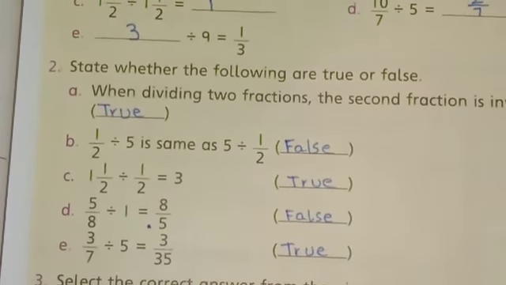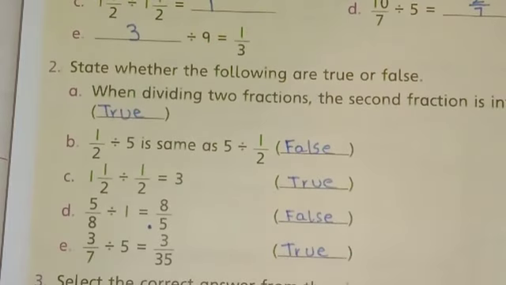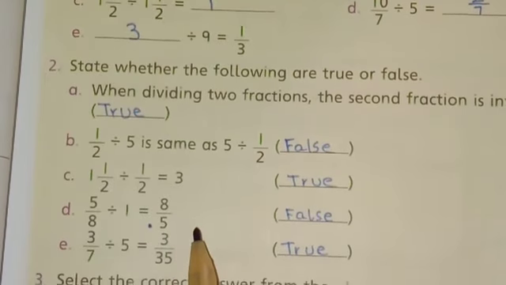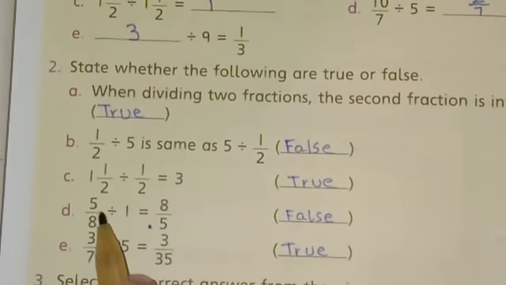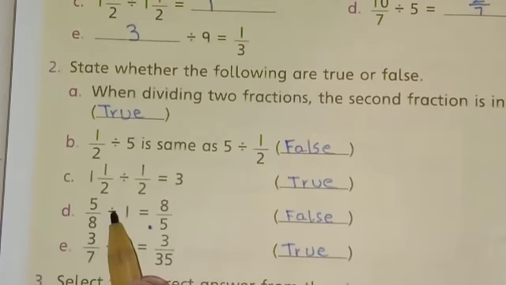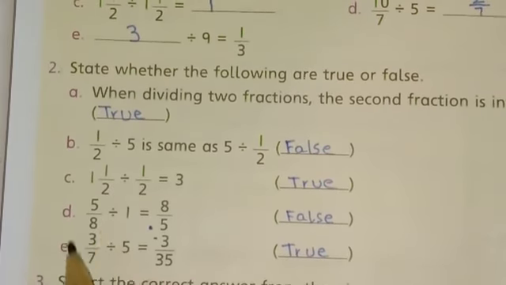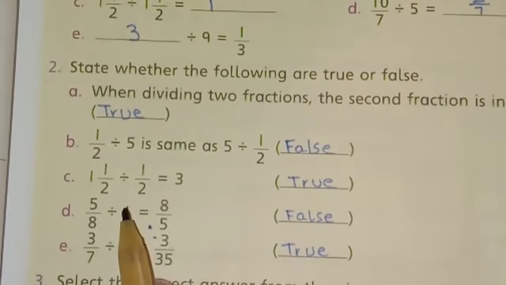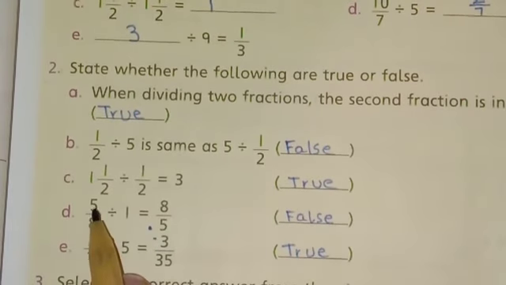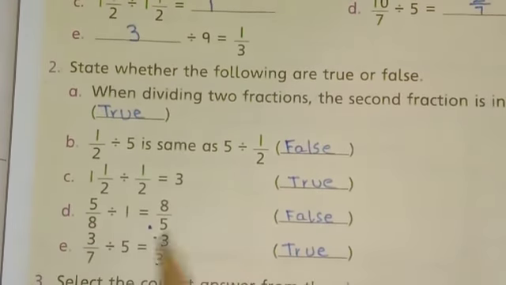5 over 8 divided by 1 is equals to 8 over 5. It is false because when we take reciprocal of 1, answer will be 5 over 8, not 8 over 5, because we will not do anything to the first term, only one will be inverted, and after doing reciprocal, the answer will be same because there is 1 here. So answer will be 5 over 8. Here they have given you 8 over 5.